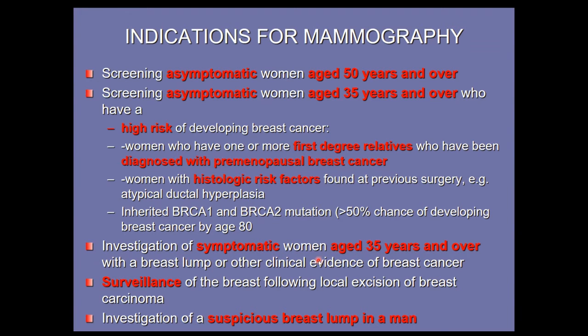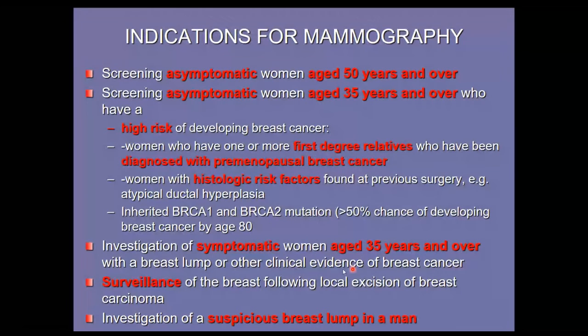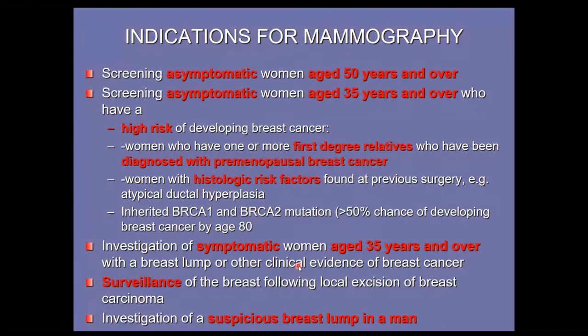Investigation of symptomatic women aged 35 years and over with a breast lump or other clinical evidence of breast cancer. So, if a female comes with a symptom like a breast lump, blood in nipple discharge, or any symptom related to breast cancer, we have to perform mammogram after 35, still 35 years of age. I will discuss why 35 years of age. Surveillance of the breast following local excision or investigation of suspicious breast lump.